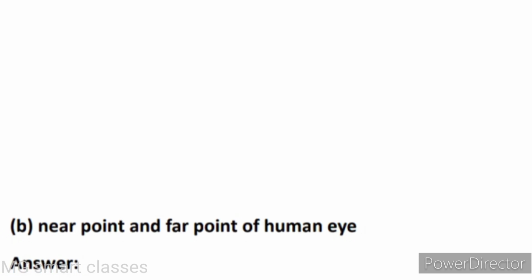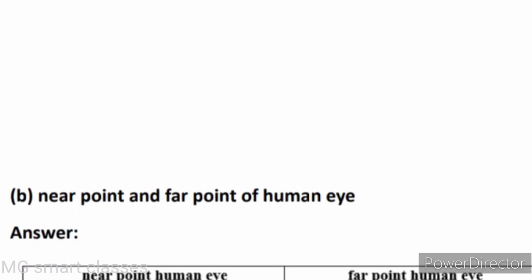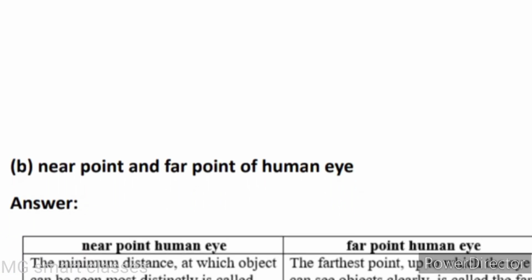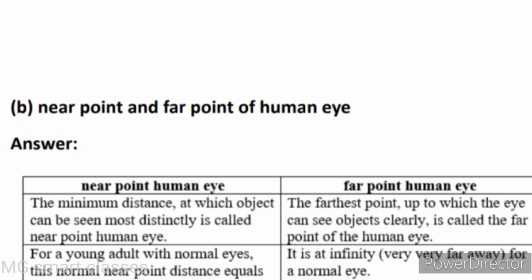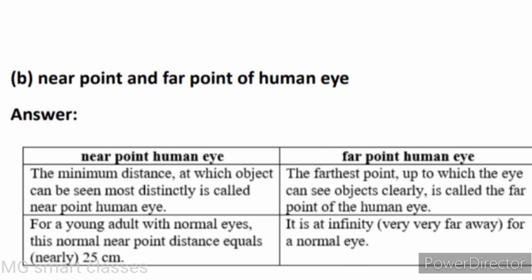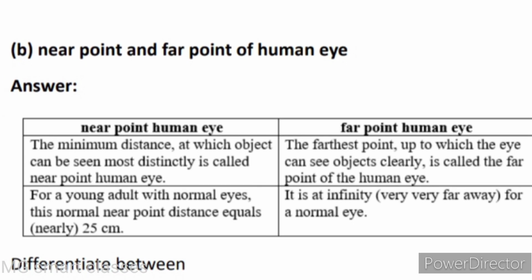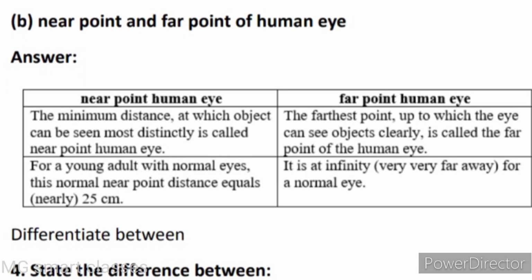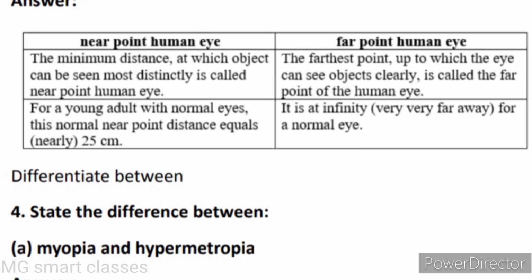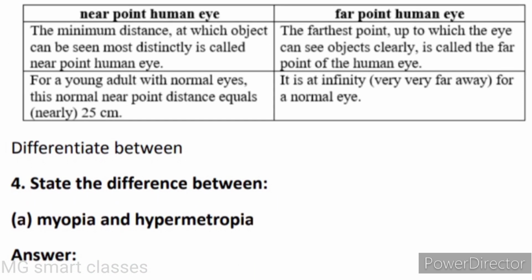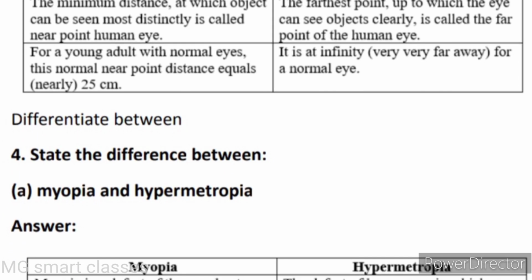Differentiate between near point and far point of human eye. The minimum distance at which object can be seen most distinctly is called near point of the human eye. For a young adult with normal eye, this normal near point distance equals 25 cm. The farthest point up to which the eye can see object clearly is called the far point of the human eye. It is at infinity for a normal eye.